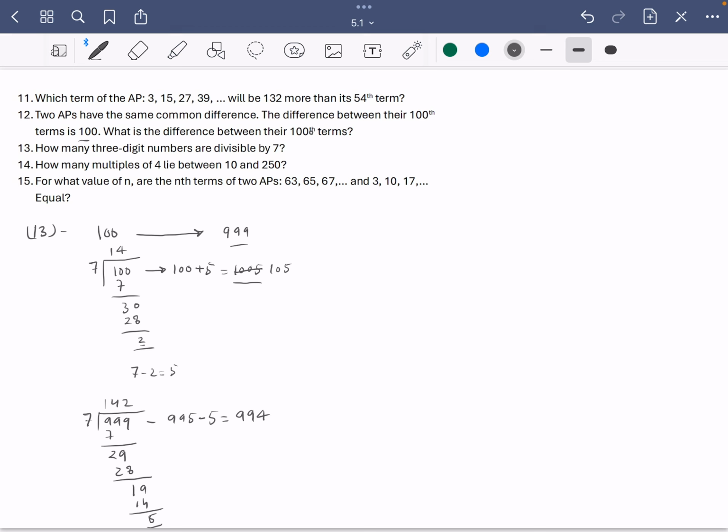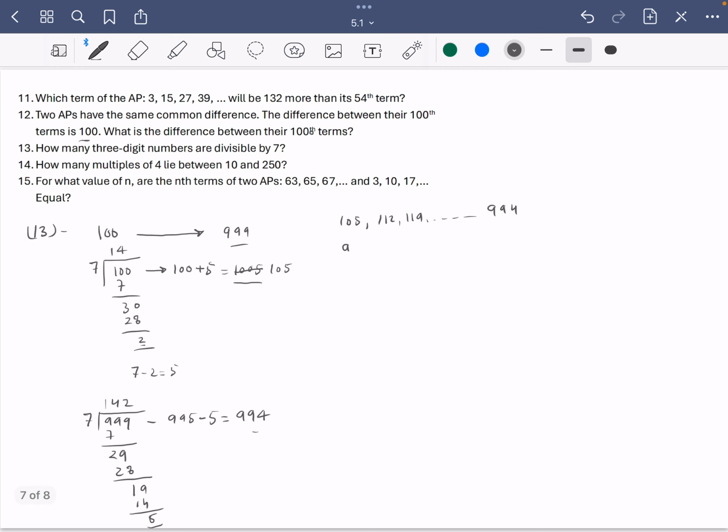But if I want to find a number that is greater than 99, then I will add the difference of 7 and 5, because that's the remaining part from 7 that I need to add to the number to be divisible by 7 completely. That's what I did for 100. So it should be 105 and 994. The first term is 105, and it should be divisible by 7, so I should add 7 to it: 112, 119, and so on until 994.